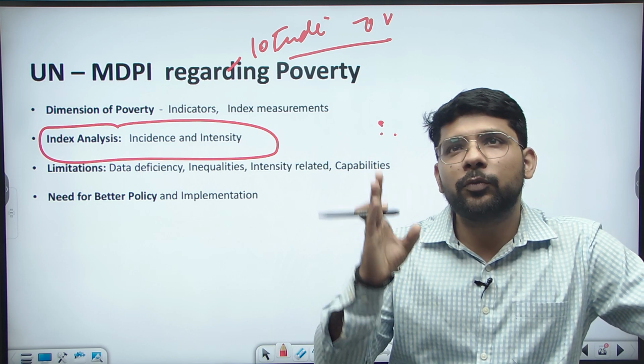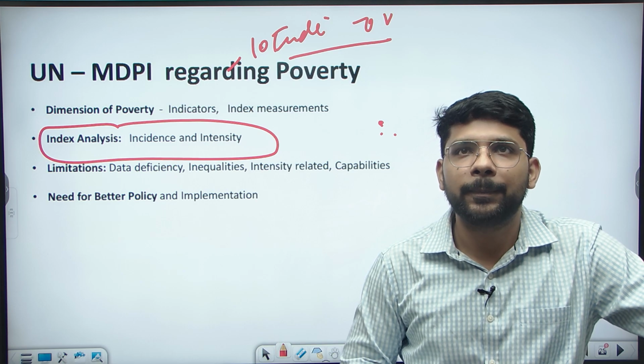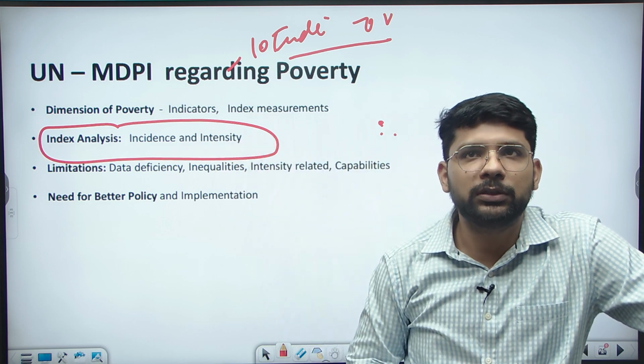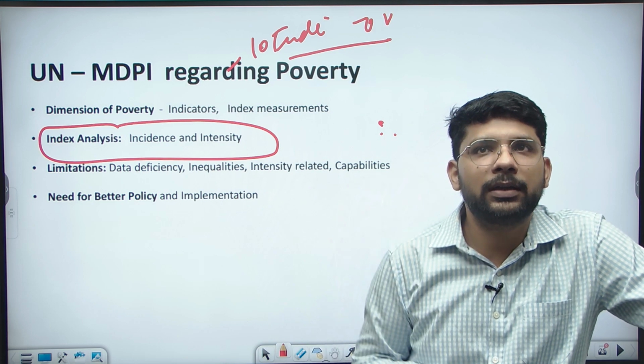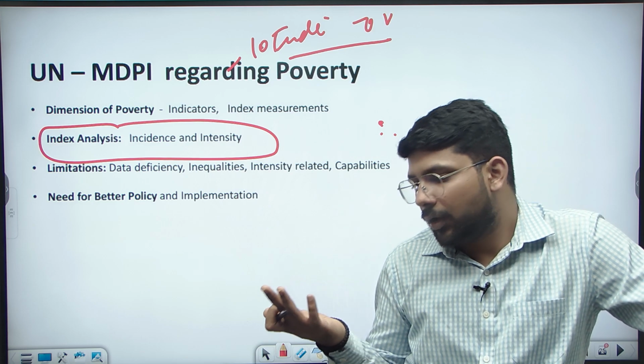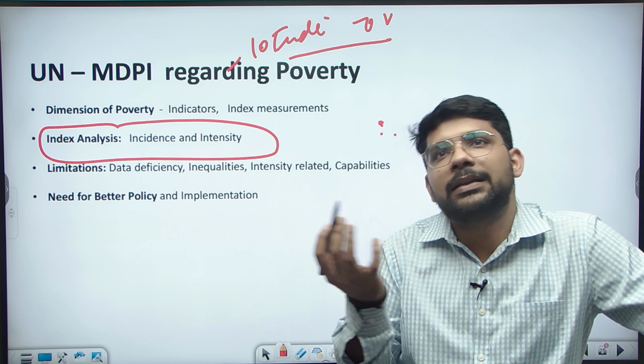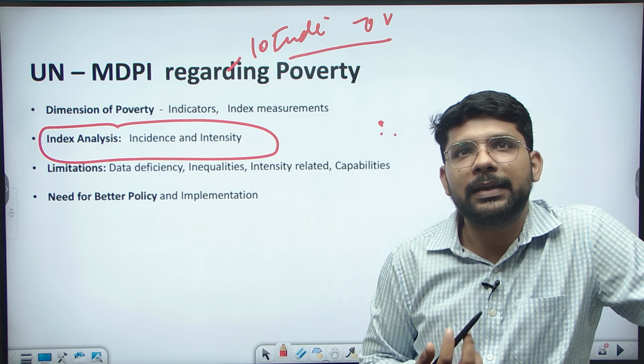In which age group is there a higher kind of poverty? In the case of children, how many children are suffering from malnutrition and stunted growth? In the case of women, how many women are suffering from anemia? How much percentage of the Indian population is under the poverty line?